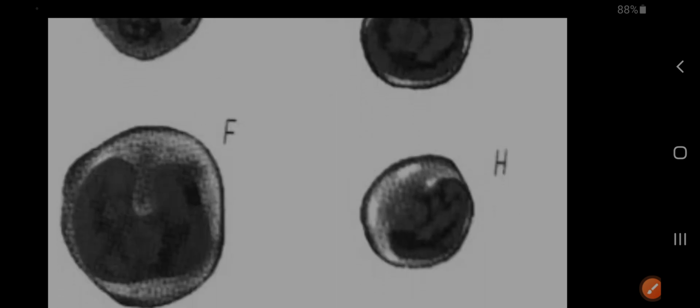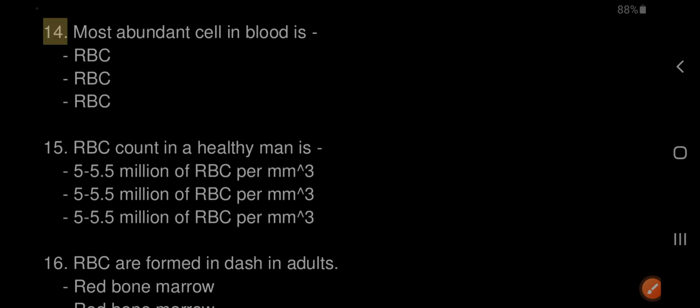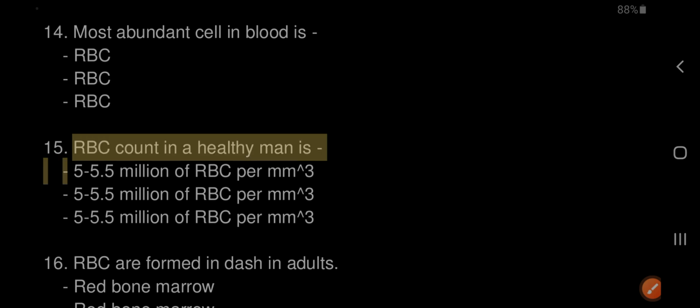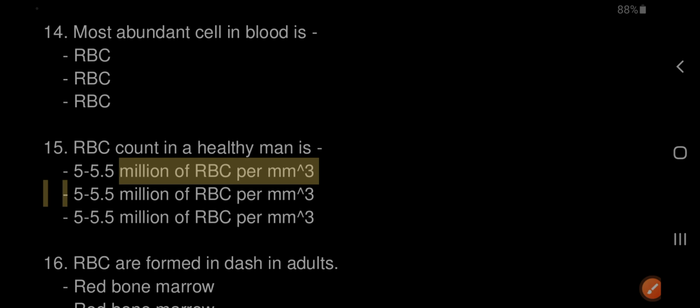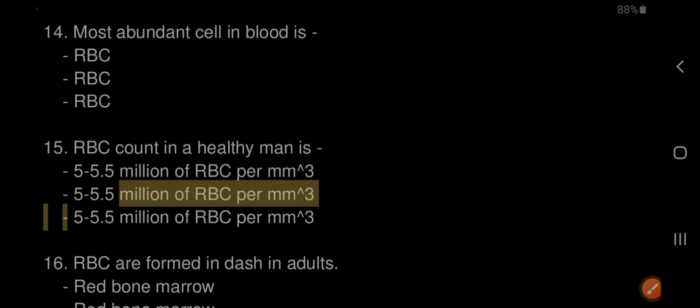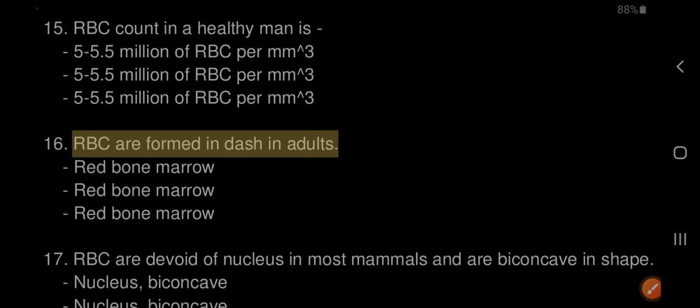14. Most abundant cell in blood is RBC. 15. RBC count in a healthy man is 5 to 5.5 million RBC per cubic millimeter. 16. RBC are formed in red bone marrow in adults.